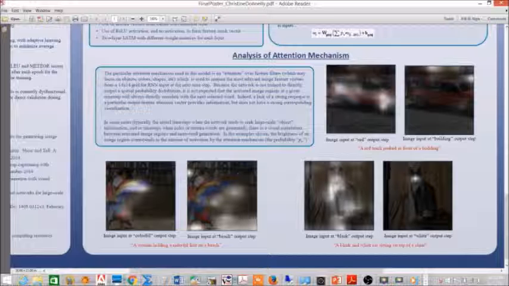So this is shown in some examples, which you probably got a chance to look at while I was talking. For example, a red truck parked in front of a building. At the time step where red is output, the network focuses on the red regions of the truck as well as this woman's red dress. And then a woman holding a colorful kite on the beach: right before colorful is output, the attention is focused on, indeed, the colorful kite.